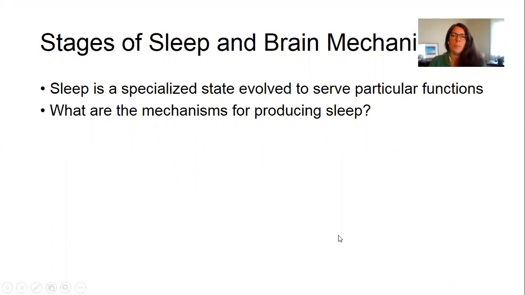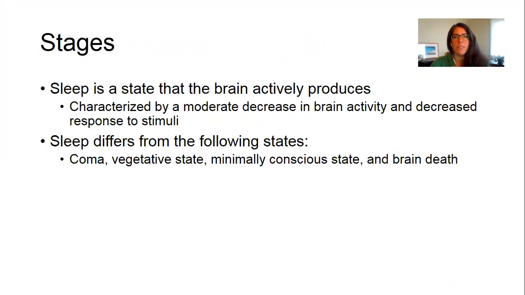Sleep is a specialized state evolved to serve particular functions, and we're going to begin by talking about the mechanisms for producing sleep and the stages of sleep. So again, sleep is a state where the brain actively produces particular types of waves. These waves show a decrease in brain activity and a decreased response to stimuli.